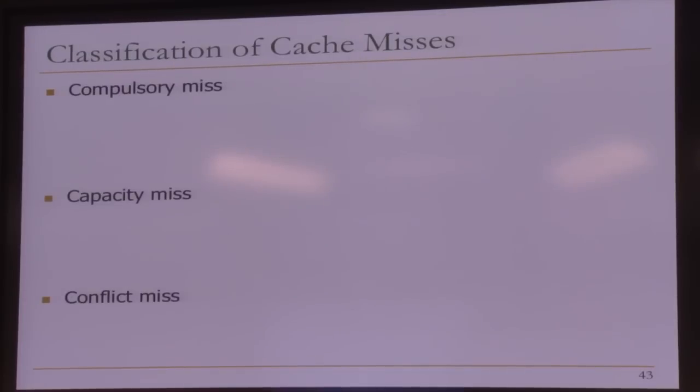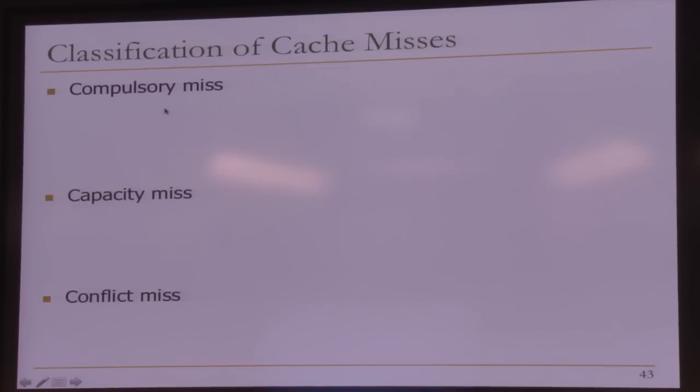OK, let me classify the cache misses, and then we'll probably finish. Unfortunately, I didn't cover everything I wanted to cover in caches. But this is the 3C classification of cache misses, if you will. We'll add coherence misses later on over here.